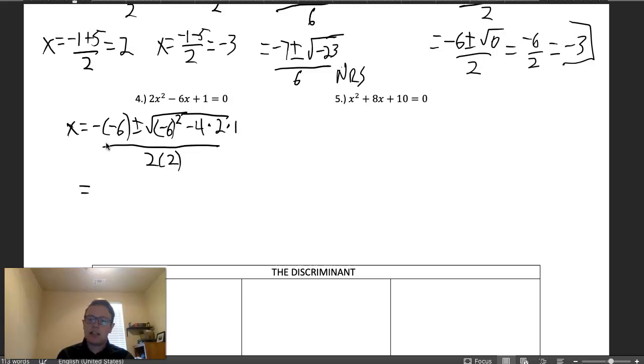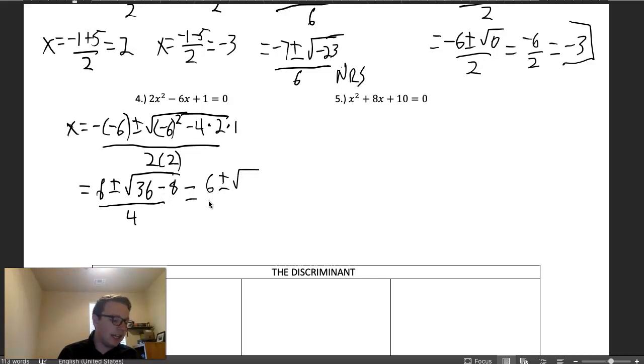So that's going to be negative negative 6 is positive 6, plus or minus the square root, and negative squared will always be positive. So this is 36 minus 4 times 2, so 8, all over 4. Or that's going to be 6 plus or minus the square root. 36 minus 8 is going to give us 28 over 4.